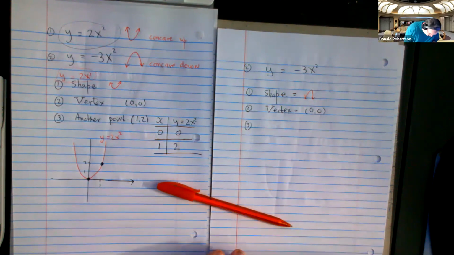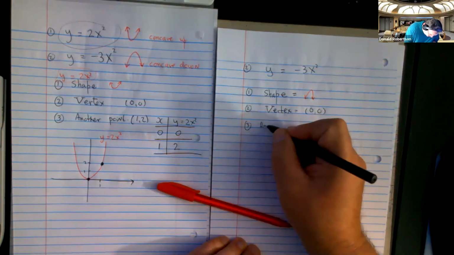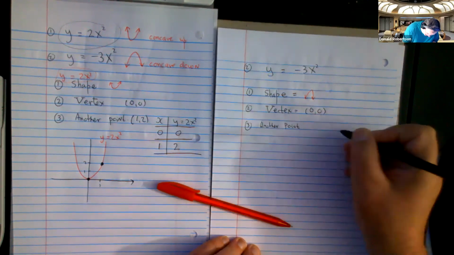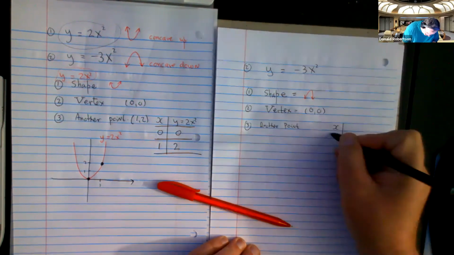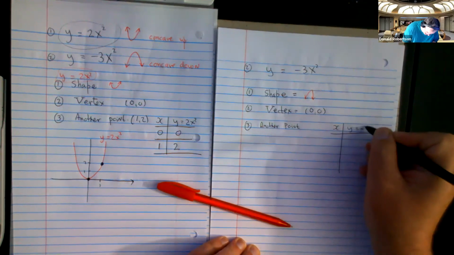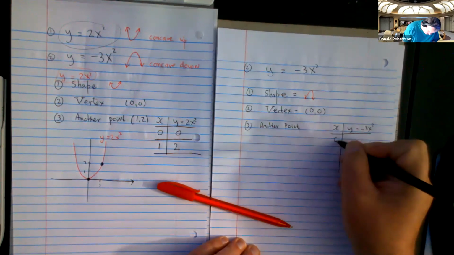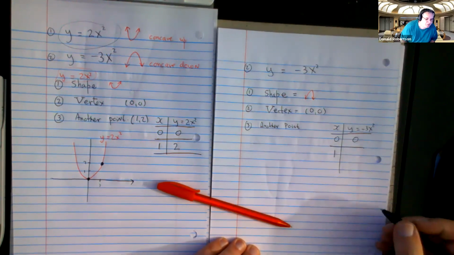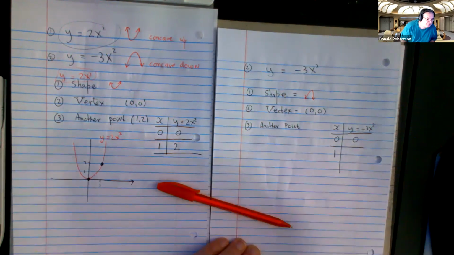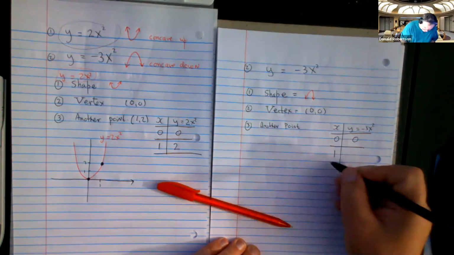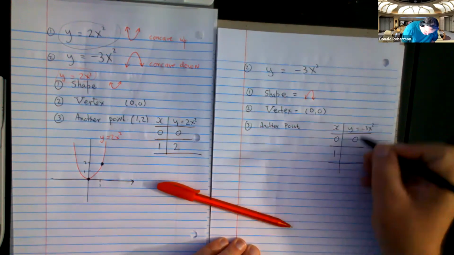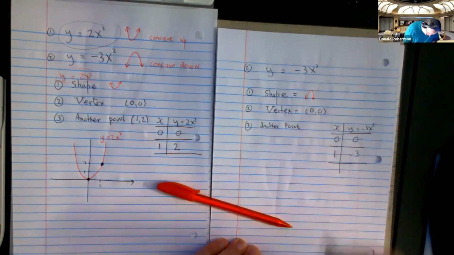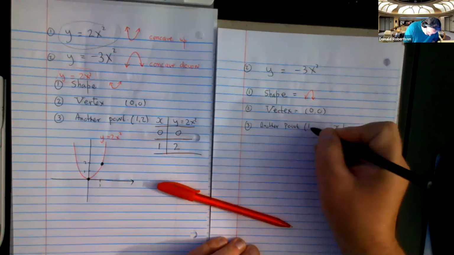And now I need another point. So I have an x, a little table, and a y coordinate. And if you plug in x equals 0, you get 0. I'm just doing that for completeness. And I'm going to pick 1, because I think 1 works really well for every situation. So what's the y coordinate? Negative 3 times 1 squared gets you negative 3. So that means I am looking at the point (1, negative 3).